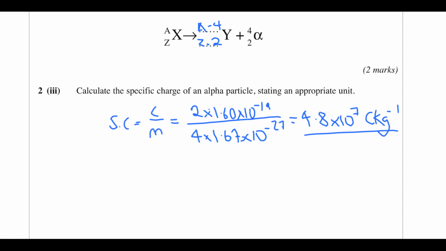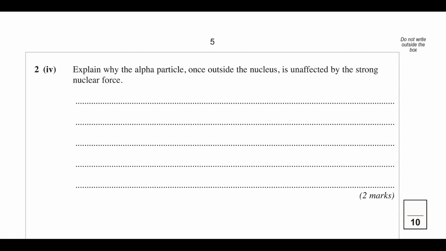Okay, so let's finish off. So it wants us to explain why the alpha particle, once outside the nucleus, is unaffected by the strong force. So one of the key features you should know about the strong force is its range. So strong force has a range of 3 to 5 femtometers. That's a key property you should know about the strong force.